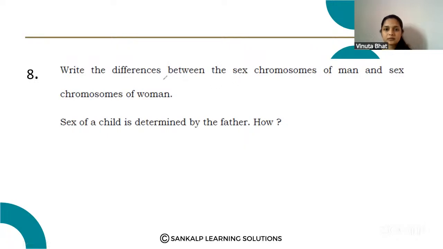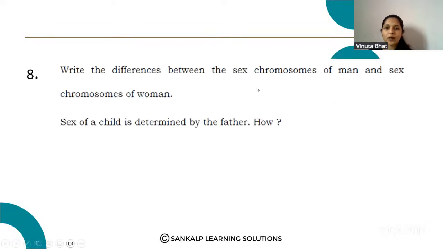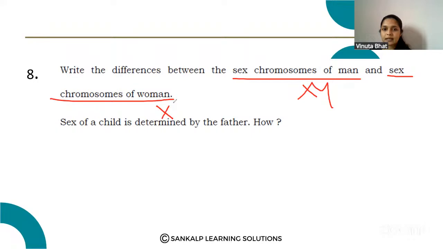Write the differences between the sex chromosomes of man and the sex chromosomes of woman. Sex of a child is determined by the father. How? Okay. So here, the sex chromosomes in man, that is XY, and the sex chromosomes of woman, that is XX.